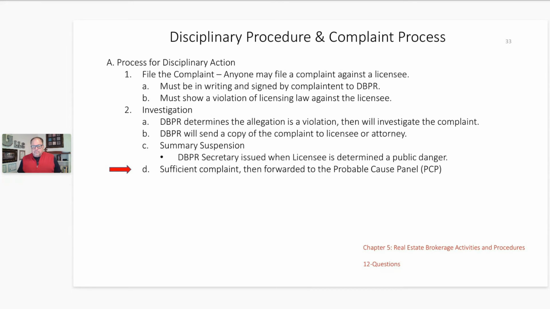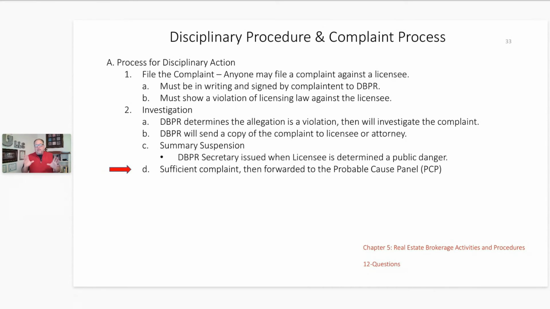Now, we talked about this earlier when we were talking about the probable cause panel. Remember, it's a two-member panel. It's got to be an active, current member, whether it's a broker, a sales associate, a broker associate, or a non-licensee. It can be a former licensee, but they've got to be active. One of the two has to be an active licensee. Okay. So a sufficient complaint is forwarded to the probable cause panel.